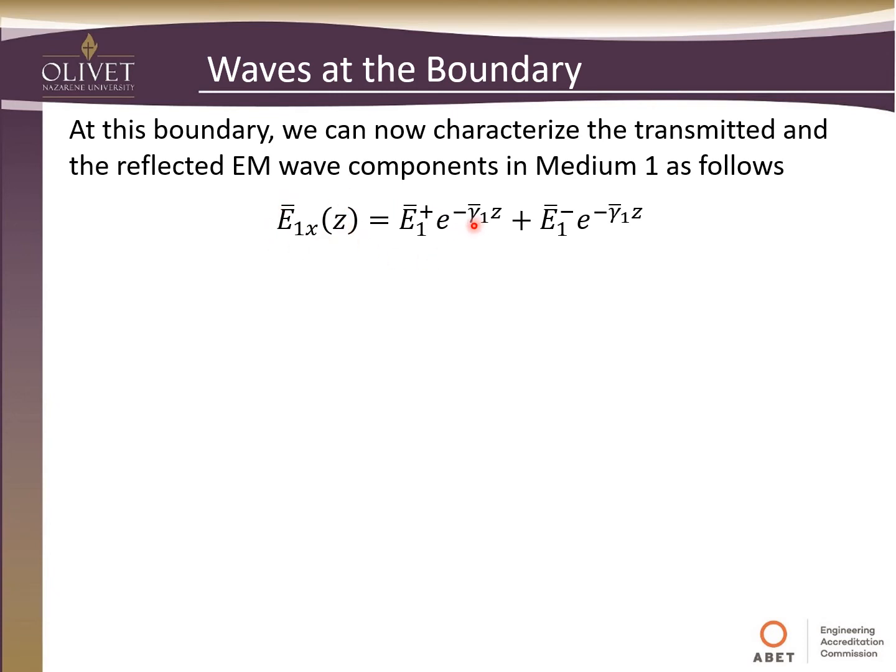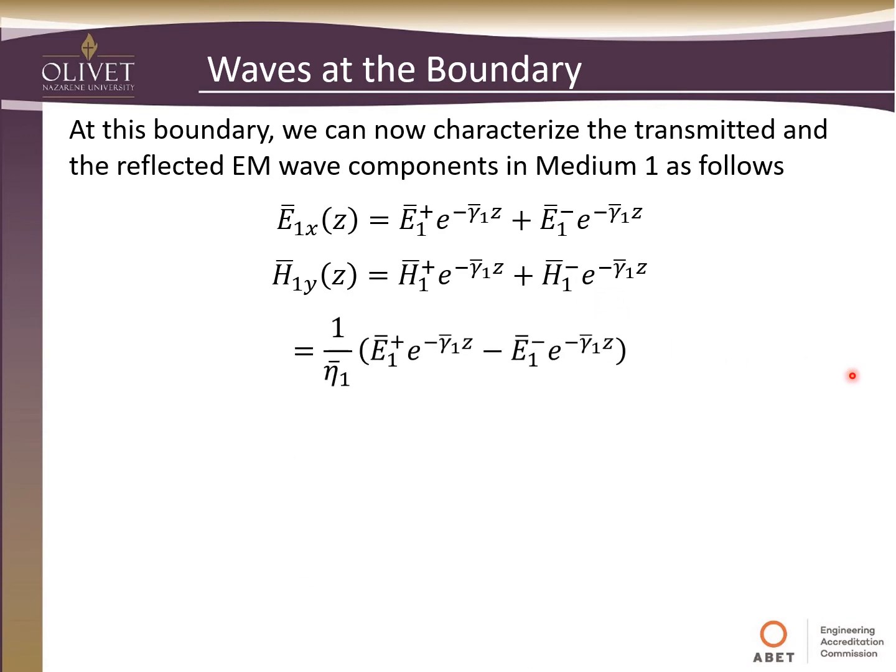And so we have our propagation constant here that we talked about and defined earlier to help us characterize how the wave is going to propagate. Likewise, magnetic field, exact same thing, except this time it's in the y direction, and so again we'll have transmitted and reflected portions of the original wave. And we can rewrite that in terms of the electric field by using this intrinsic impedance. We've seen that with the constitutive relationships. So now we have everything in terms of the electric field.